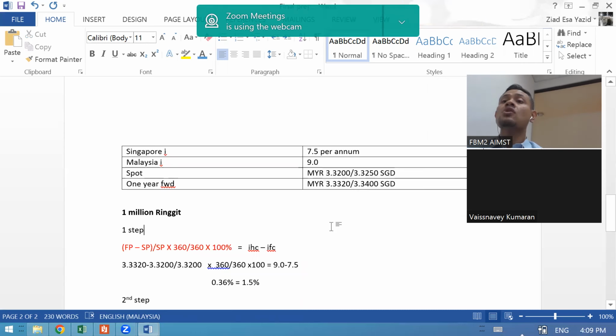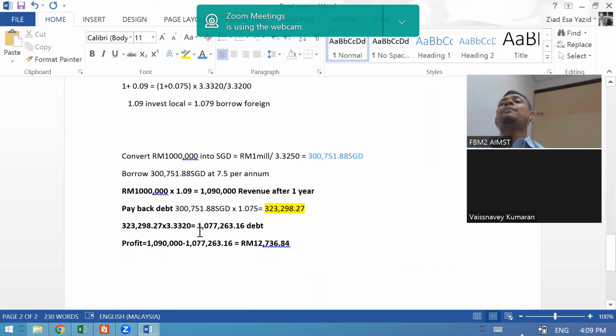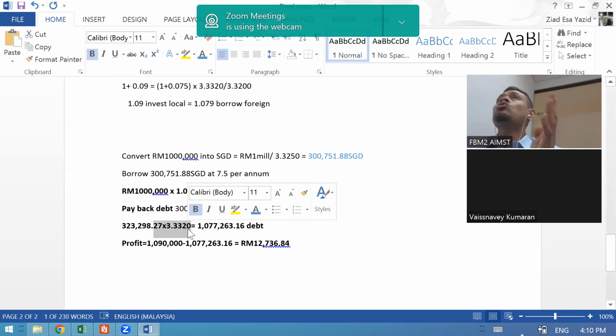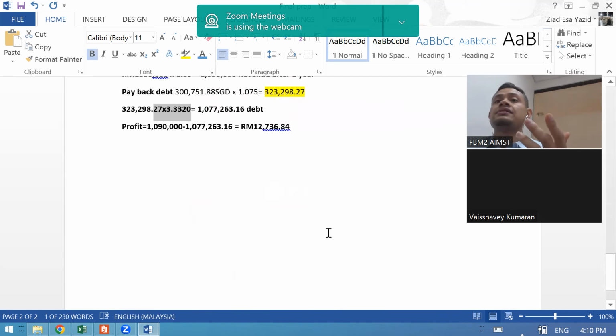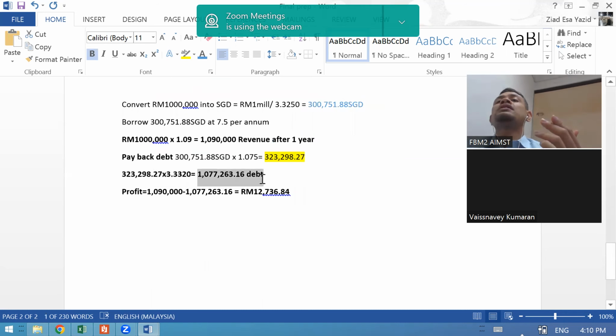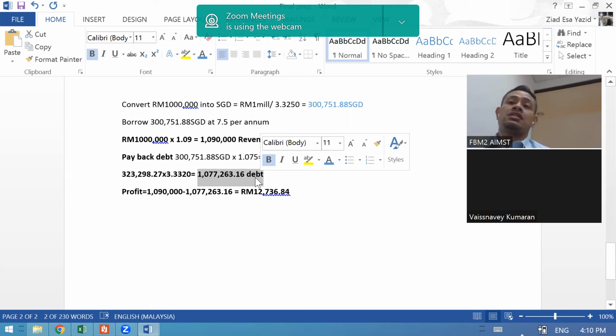Okay, so now we pay back the debt. The reason we calculate the debt in ringgit is we want to know our profit in ringgit. So we pay back the Singapore dollar debt, and after we pay it, we want to know the difference, the cost of our debt. That's why we convert it into ringgit. Because it is after 1 year, we convert it using the 1 year forward rate, times the bid price. Then this is our Singaporean debt in Malaysian ringgit.